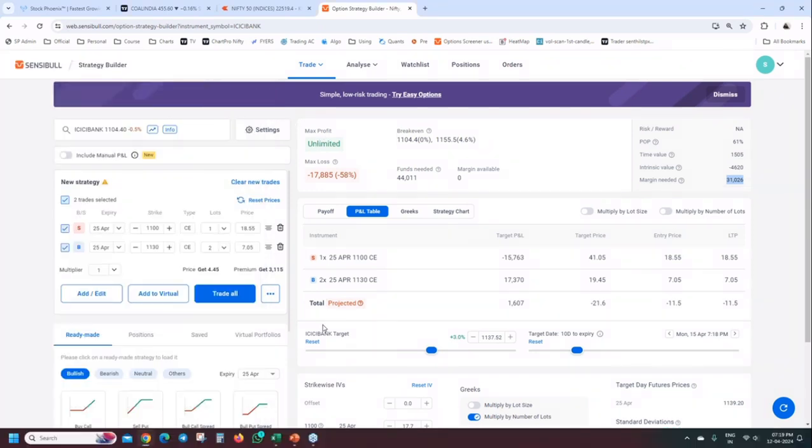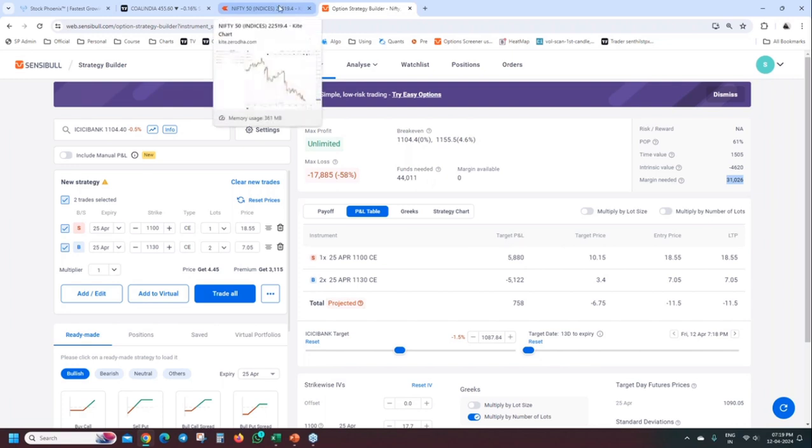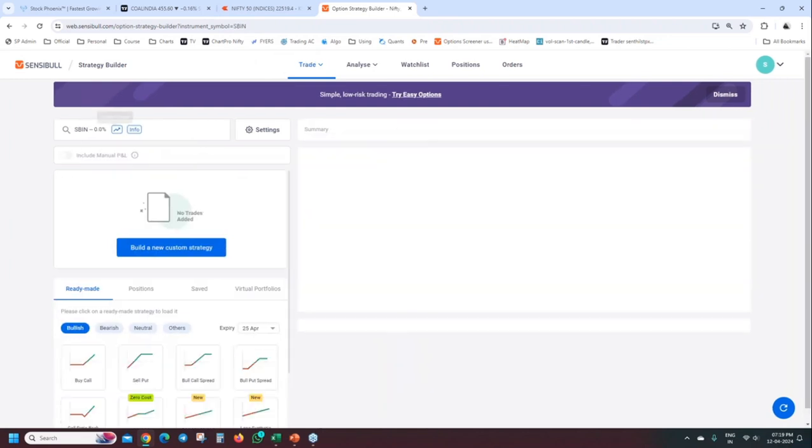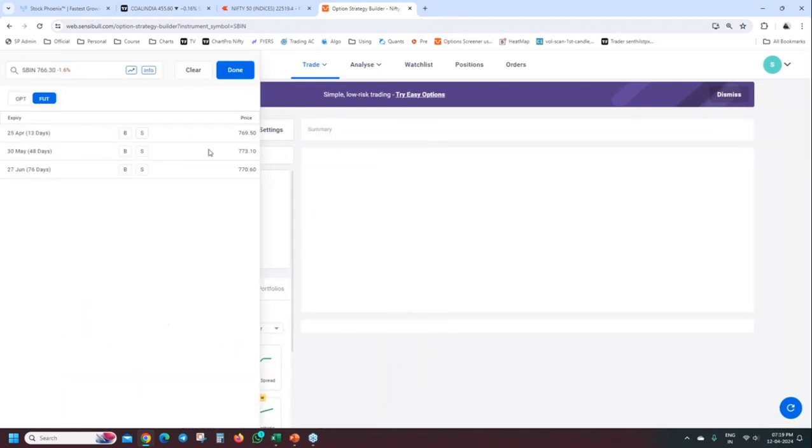Now, if the position is going against me, still we make some profit because the sold premium was at a higher price, higher range. So it is in that way. Let's see some other stock where the future is at a round level.